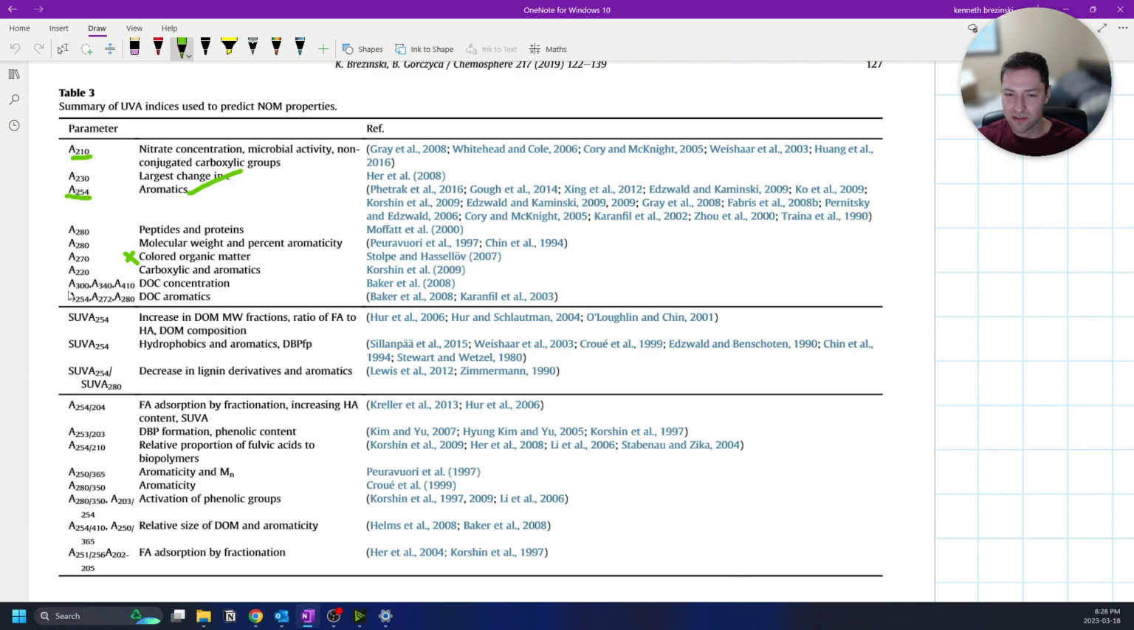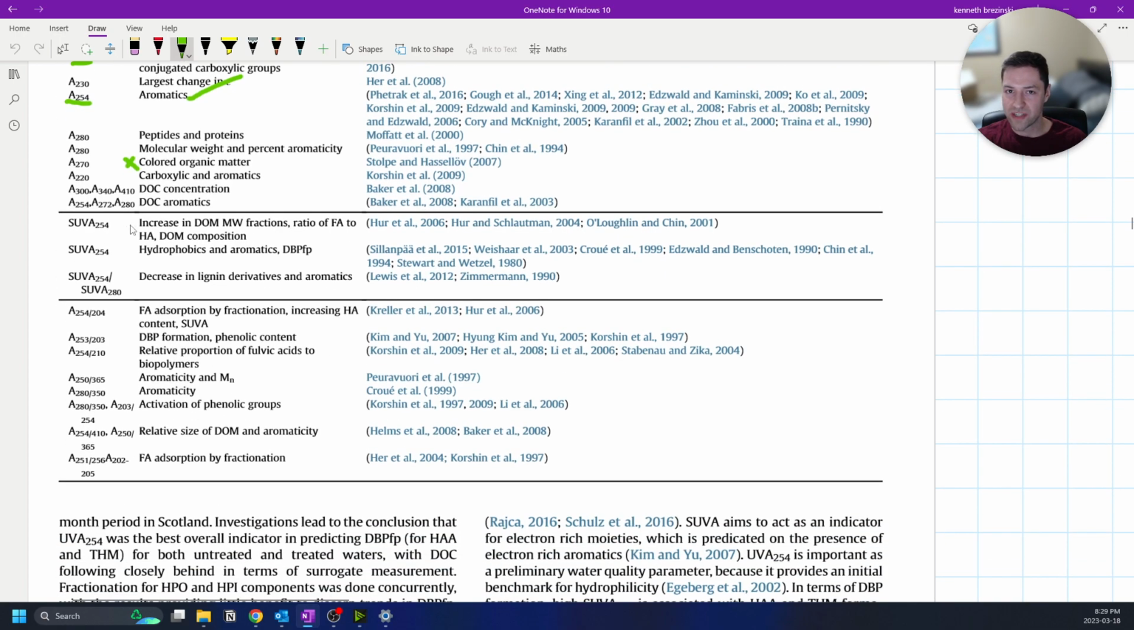DOC concentration, this is a little hard to say just because looking at these absorbances, again, these tell you more about the functional and the composition of the water. It doesn't actually tell you about the amount of carbon in the water, but some have looked at DOC concentration and DOC aromatics as being a function of these ranges.